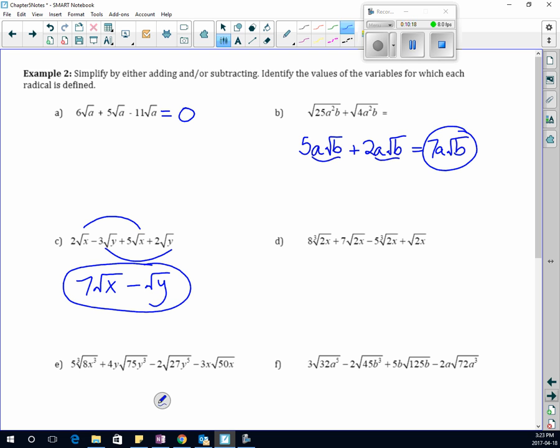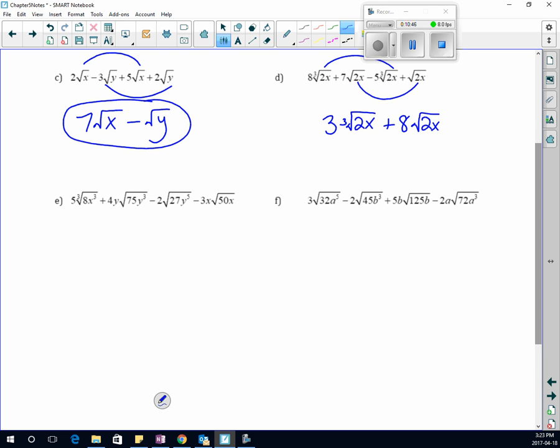Over here, again, like radicals, so the cube roots can only be combined, and the square roots can only be combined. So 8 cube root 2x and a minus 5 cube root 2x would give me 3 cube root 2x. And a 7 root 2x and a root 2x would make a 8 square root 2x. So don't be swayed that you can combine these because they're different radicals, because one's a cube root and one's a square root. Okay, next one.